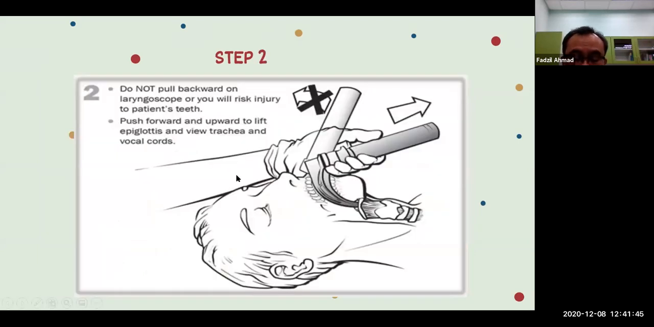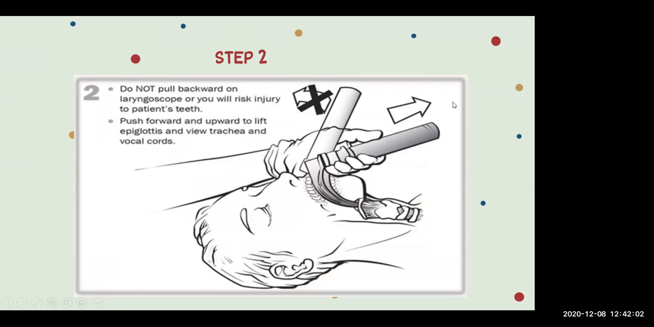Step 2: after you insert the laryngoscope, do not pull backward on the laryngoscope, or you will risk injury to the patient's teeth. But you need to push forward and upward to lift the epiglottis to view the trachea and also the vocal cord.